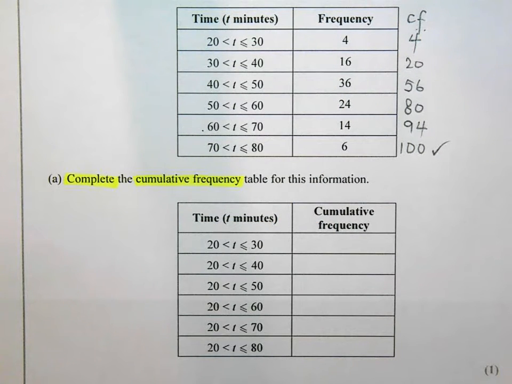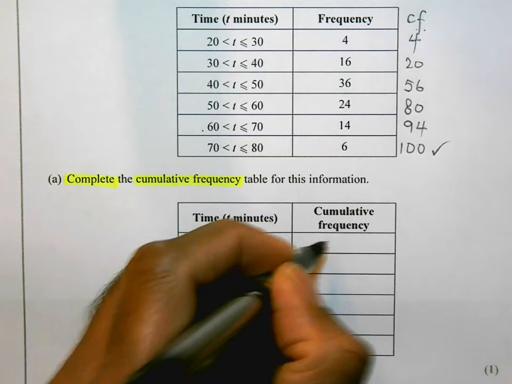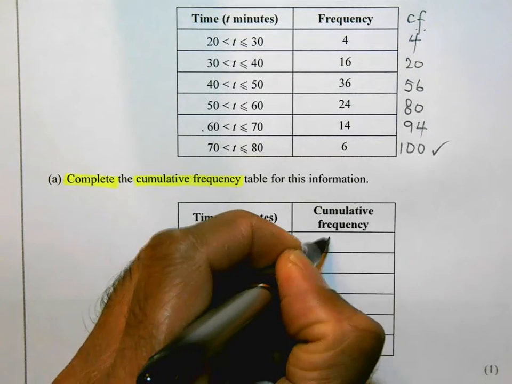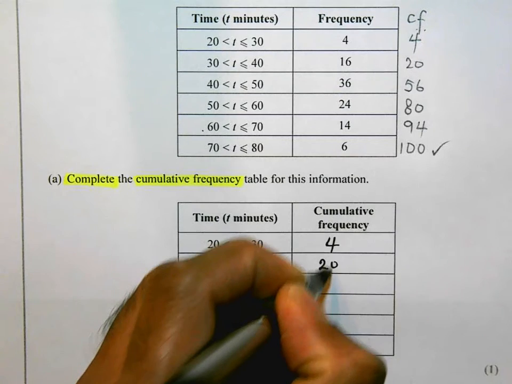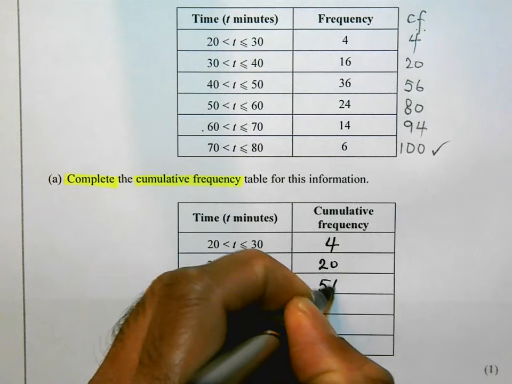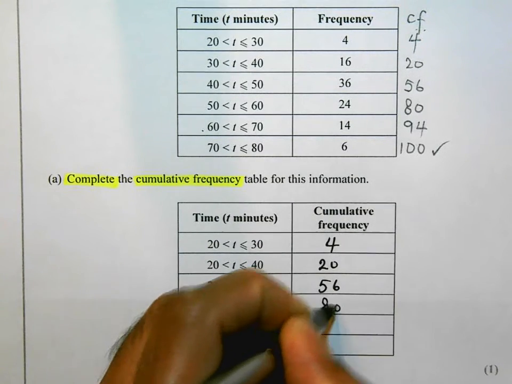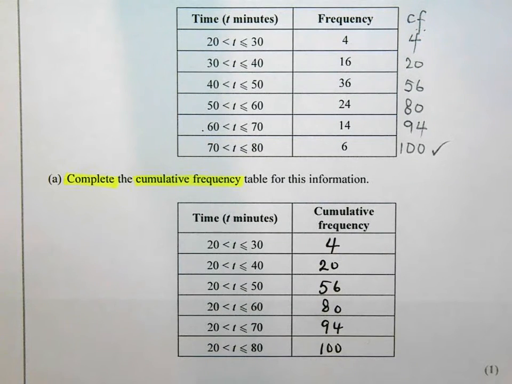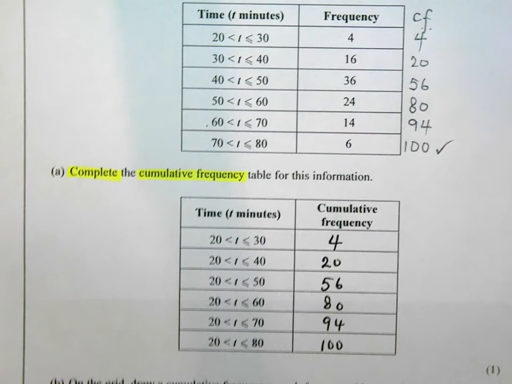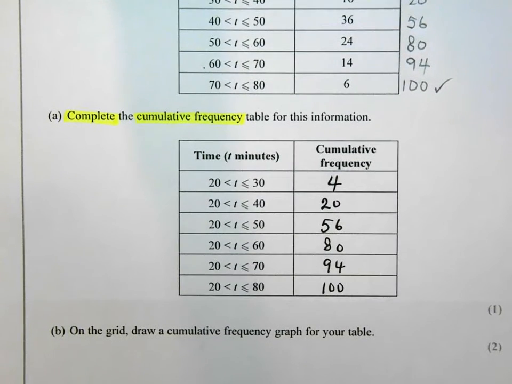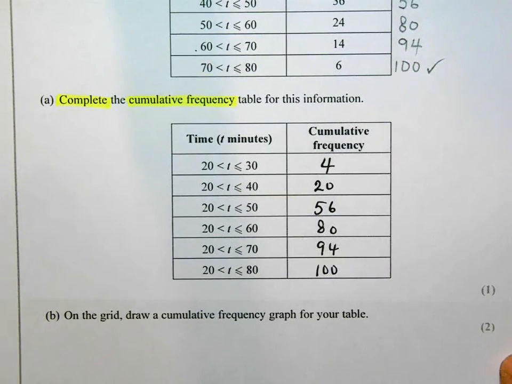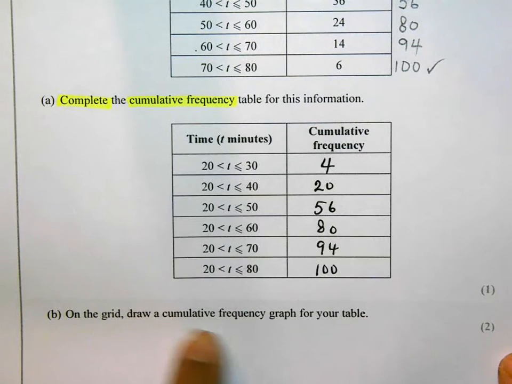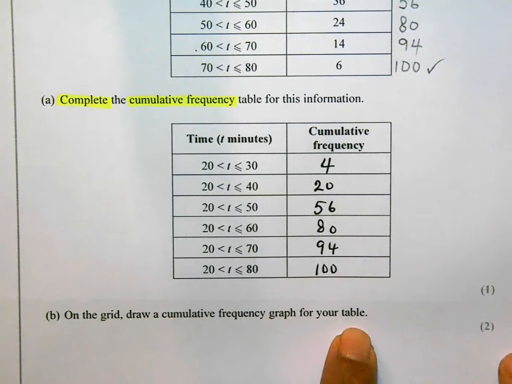I'm just going to now write those numbers into the respective slots over here. I'm going to go 4, 20, 56, 80, 94, and 100. So that's my cumulative frequency completed. I'm going to go on to part B now. Part B is on the opposite page, but we've got the question here. It says, on the grid, draw a cumulative frequency graph of your table.